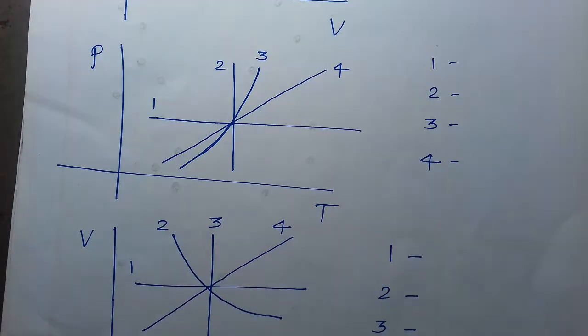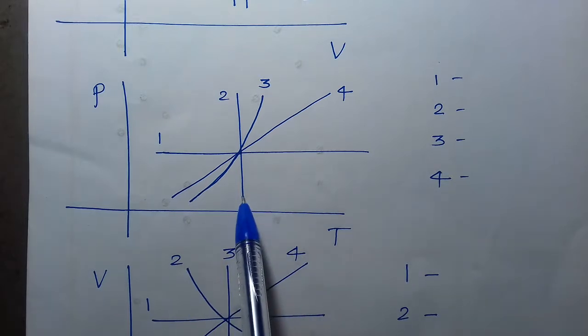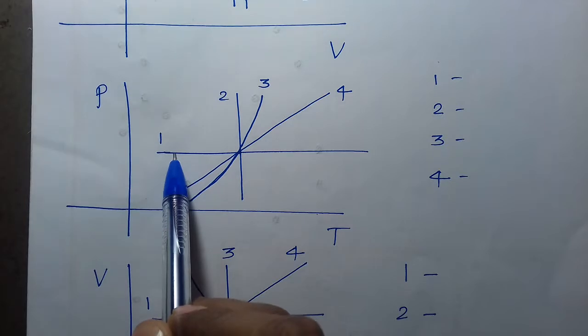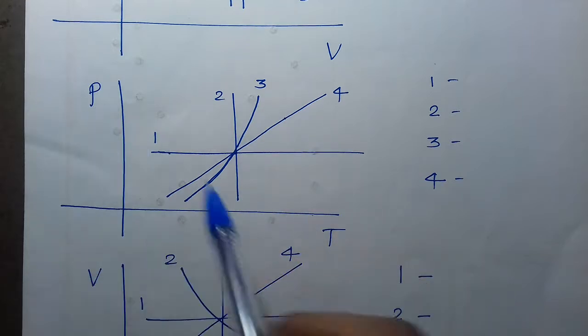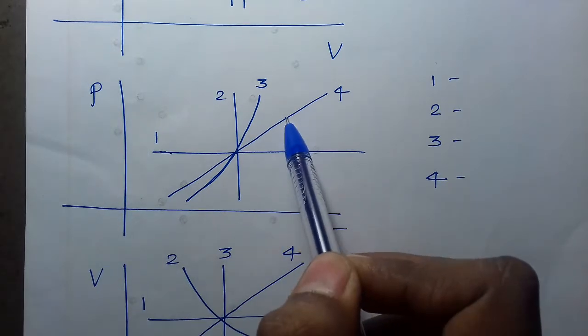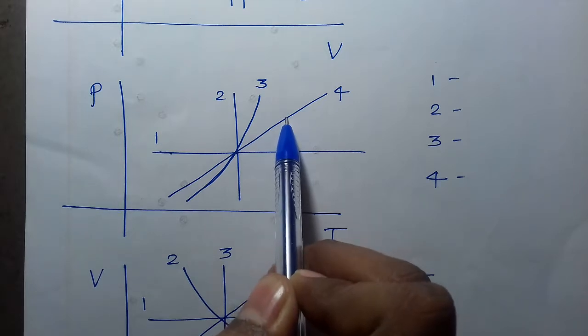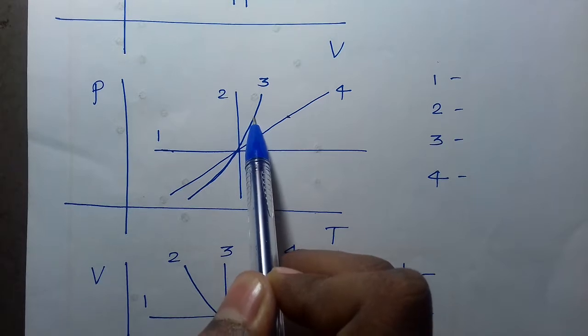Then pressure versus temperature graphs. Vertical line is isothermal. Horizontal line is isobaric. For this line, relation between pressure and temperature is linear, which means constant volume. Constant volume means isochoric. And this is the remaining process then.